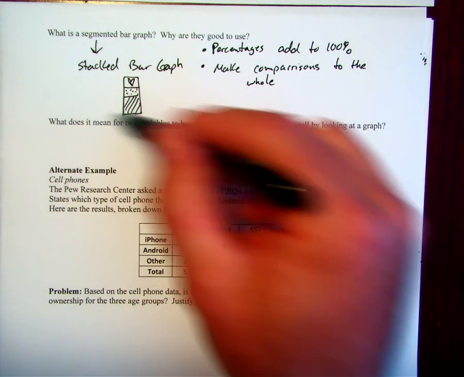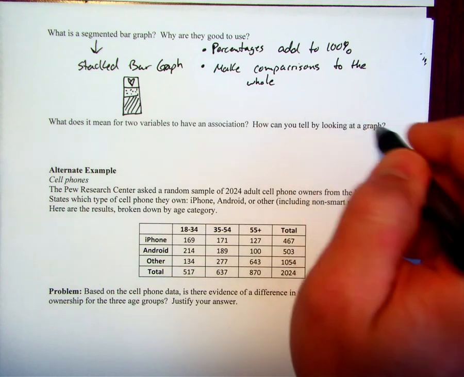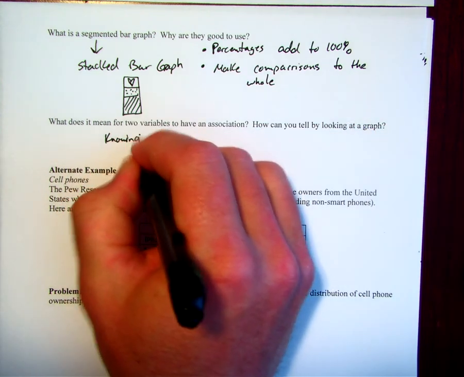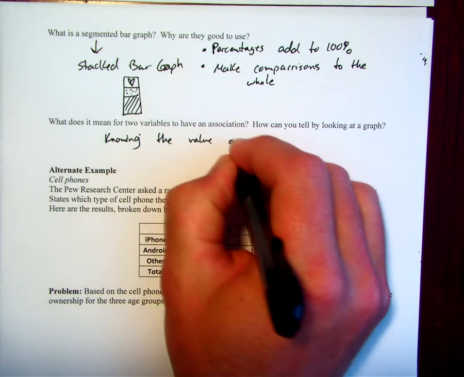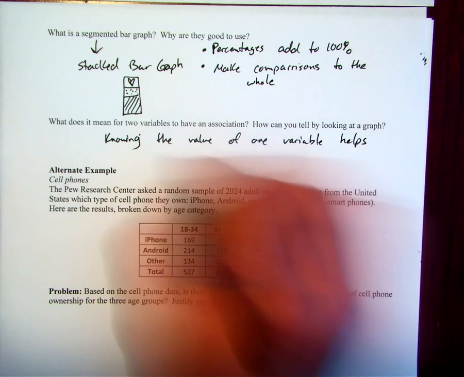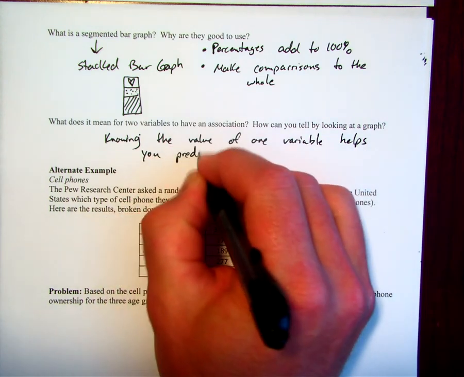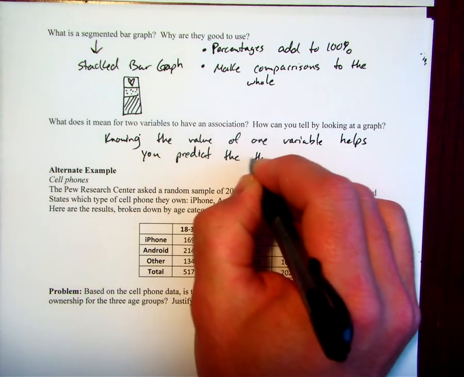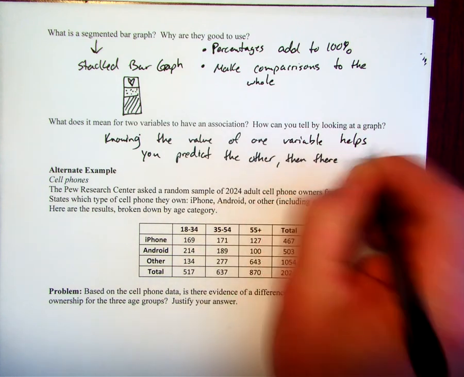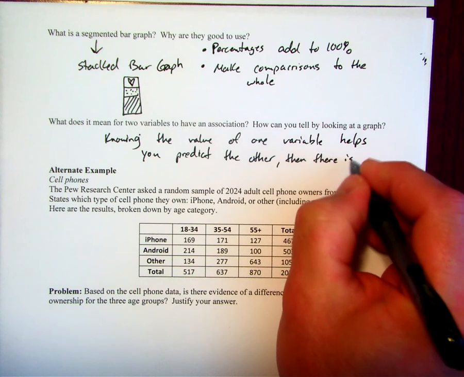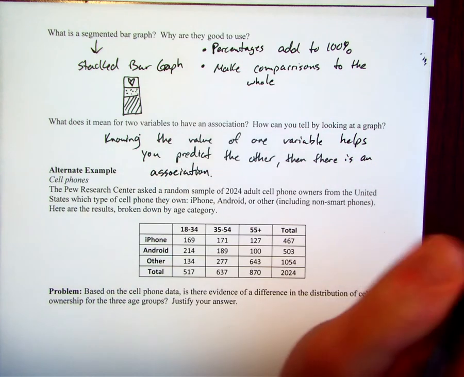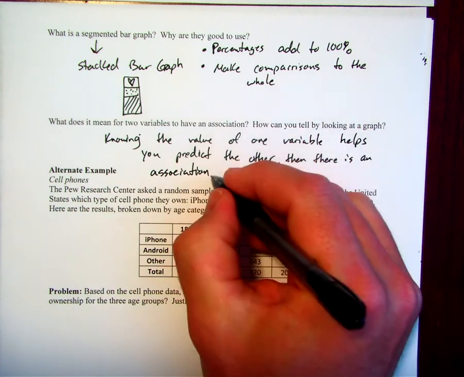Okay? What does it mean for two variables to have an association? How can you tell by looking at a graph? Well, if knowing the value of one variable helps you predict the other, then there's an association. Okay? Knowing the value of one variable helps you predict the other. Then there's an association. How can you tell by looking at a graph?